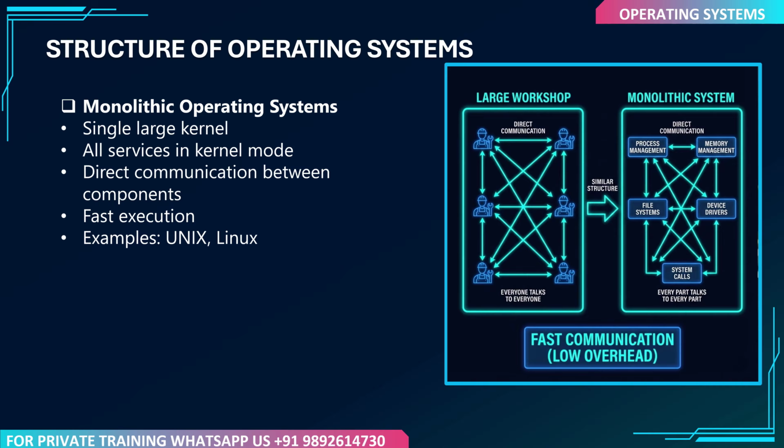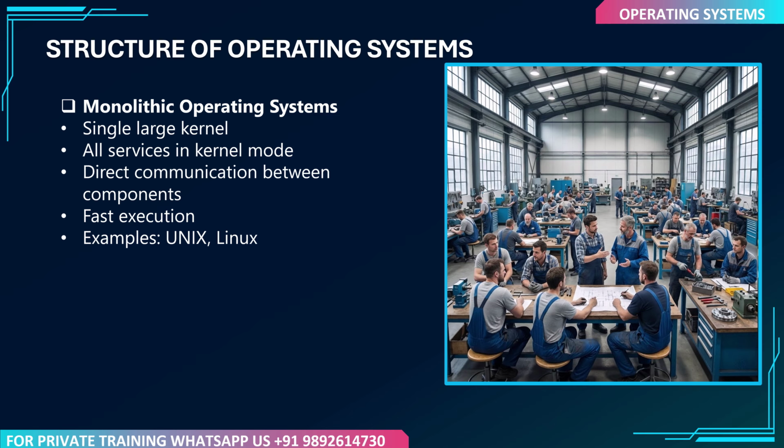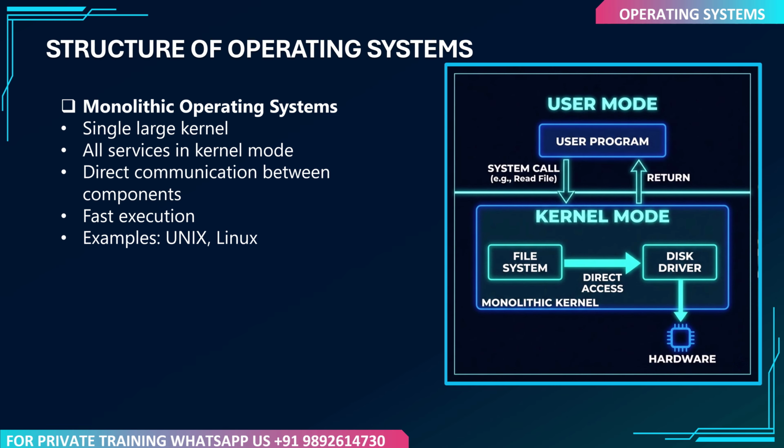Everyone can directly talk to everyone else. If one worker needs help, they can immediately ask another. This is similar to a monolithic system. Every part of the operating system can directly communicate with every other part. This makes the system fast because there is very little communication overhead. Classic examples of monolithic systems include early versions of Unix and even modern Linux to a large extent.